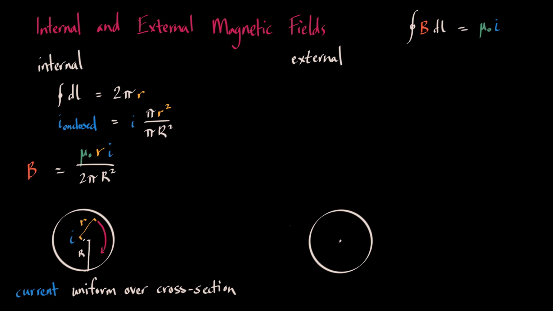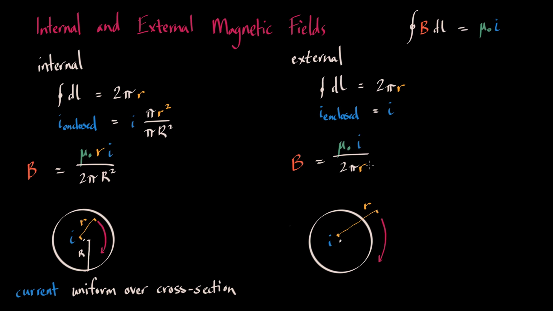Externally, we consider an Amperian loop outside the wire's circumference. Our equation about the Amperian loop remains the same, and because now our enclosed current is identical to the current in the wire, the equation for the magnetic field B is mu naught multiplied by the current, all divided by 2 times pi times the radius.